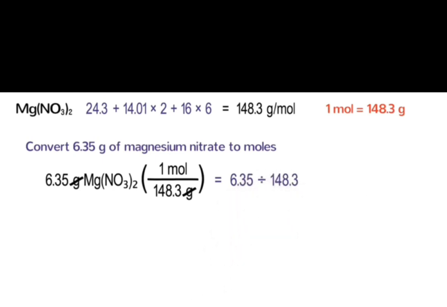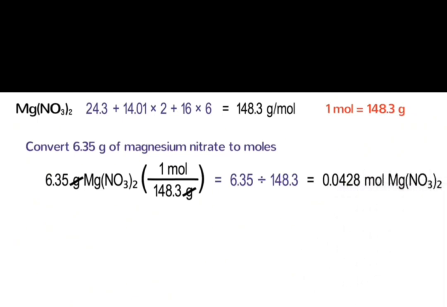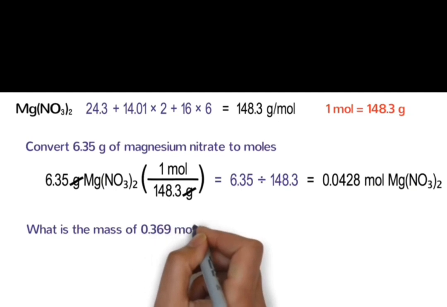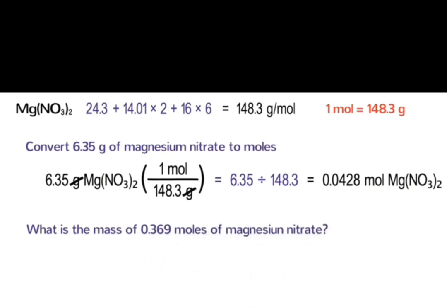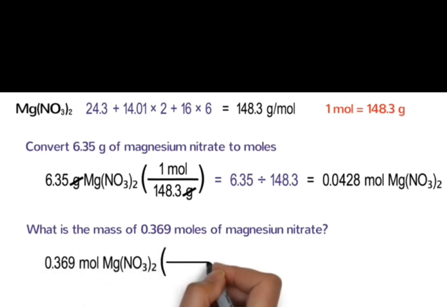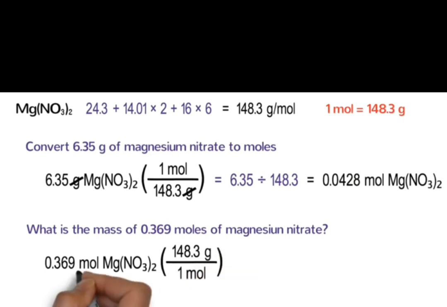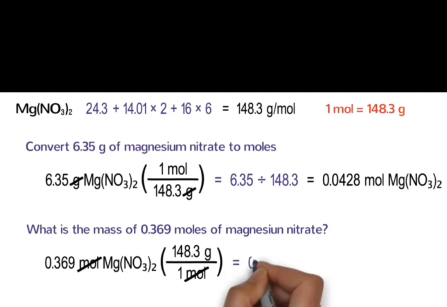Now for the reverse. First, write down the quantity that we know, 0.369 moles of magnesium nitrate. Next, multiply by a conversion factor fraction, using the molar mass as the conversion factor because we are starting with moles. Put 1 mole on the bottom, and because we are solving for mass, put 148.3 grams of magnesium nitrate on the top. The moles on the top and the bottom of the fraction cancel out. Multiply 0.369 times 148.3, which gives us 54.7 grams of magnesium nitrate.